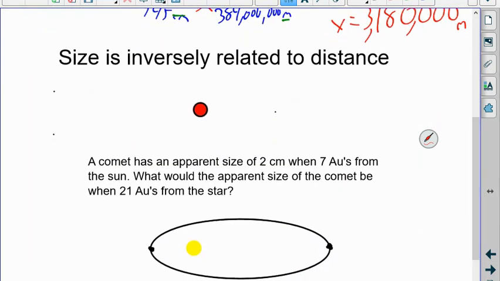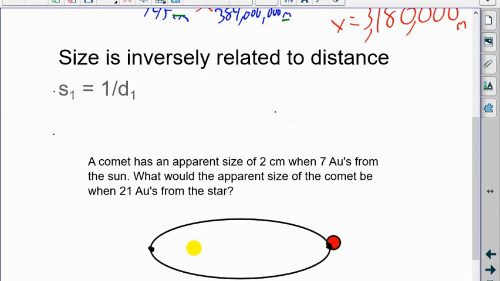This is a little bit tougher version of what I just did. So again, size is inversely related to distance. So in other words, if I look at this little red thing here, if it got bigger, that's because it got closer. If it gets smaller, that's because it got further. So I drew my little orbit over here. We have a comet that has an apparent size of 2 centimeters when 7 AUs from the sun. What would the apparent size of the comet be when 21 AUs from the star? So again, when it's big, that would be when it's here. And then when it's over here, that would be when it's smaller.